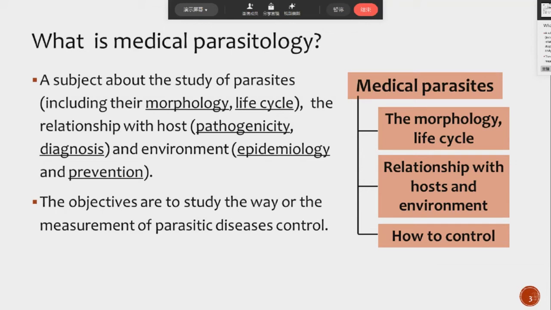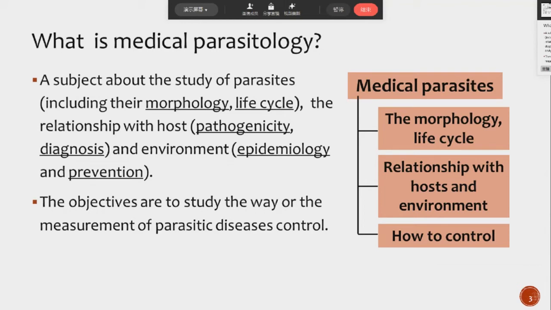You should know that during their life cycle they have adults, eggs or larvae, in which animals they parasitize, and which types of environment they need. That is the life cycle. So the first is morphology. The second is their life cycle, and during it, which stage can infect humans and which stage can cause disease. That is the pathogenicity.